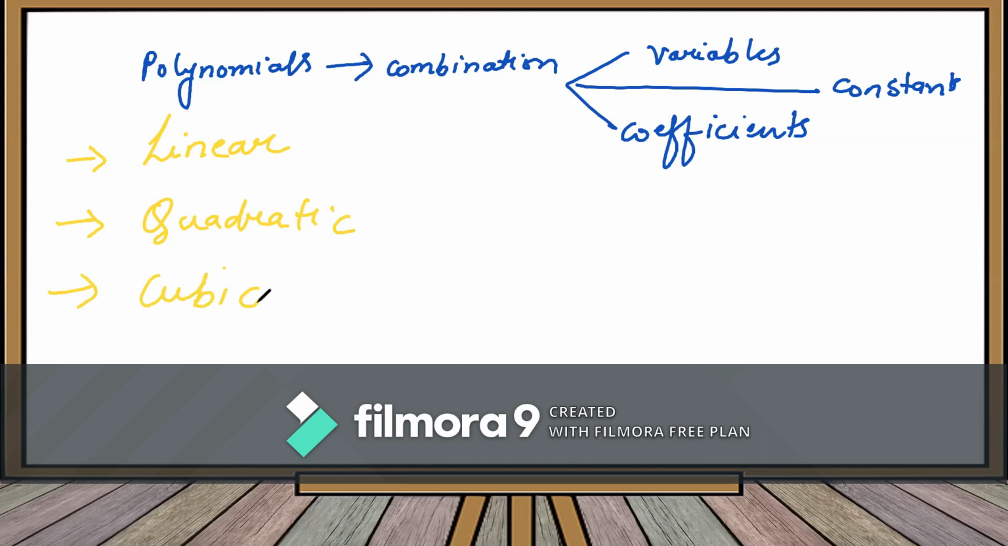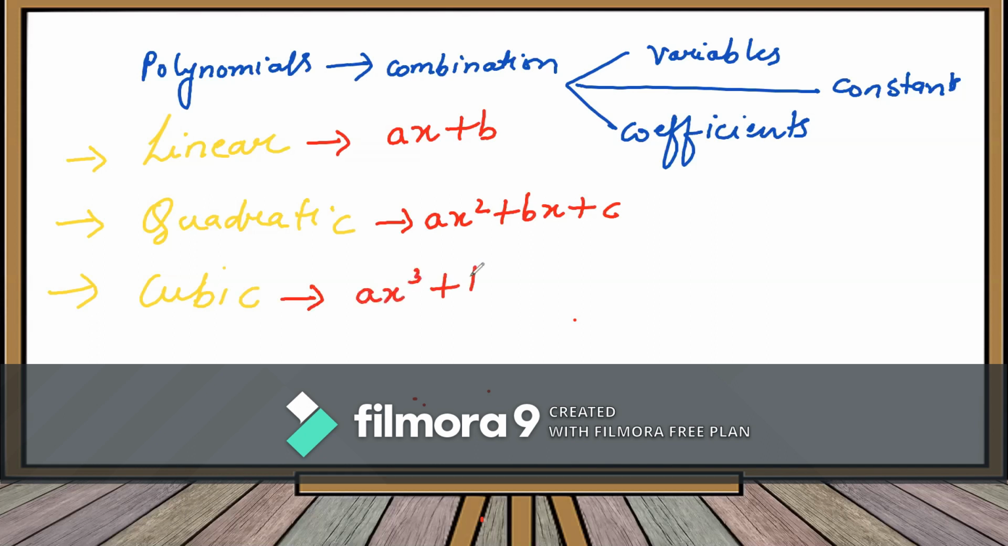When I say linear polynomial, it is of this form: ax plus b, wherein a is the coefficient of x, b is the constant term, and x is your variable. When I say quadratic, it has to be ax square plus bx plus c. When it is cubic, it has to be ax cube plus bx square plus cx plus d. As you can see, there are numbers which are attached with the variables. What are the variables over here? The variable is x.